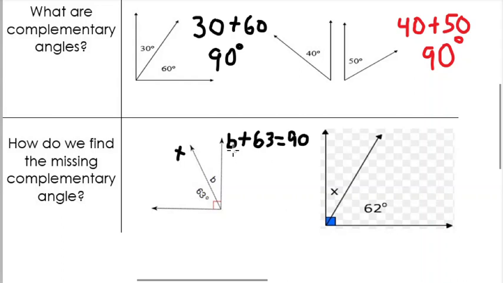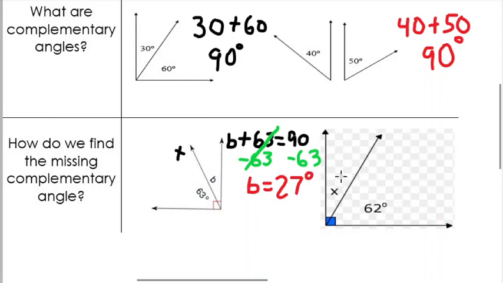So now I can solve for B. How do I solve for B? Well, this is B plus 63, and I want to get B by itself, so I have to do minus 63 to get rid of that 63 on that side. And I'm going to do the same thing to the other side to keep my equation balanced and equal. Then that leaves me with B on the left side of my equation, and 90 minus 63 is 27. So angle B equals 27 degrees.